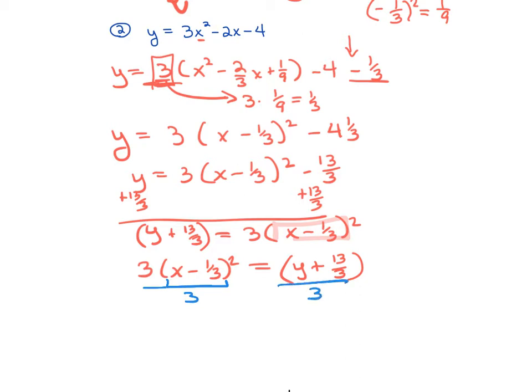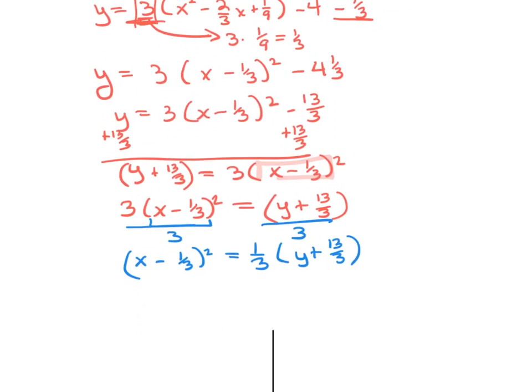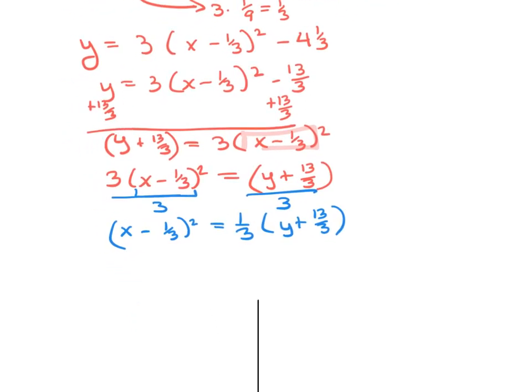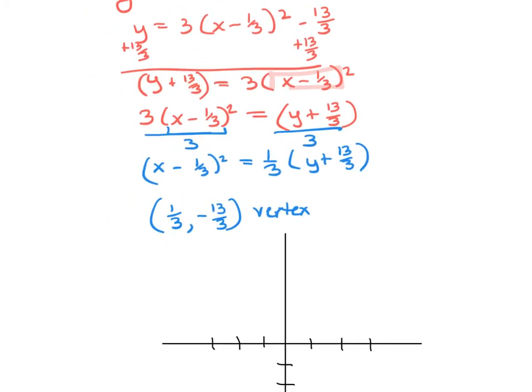because I need that 4p. So (x minus 1/3) squared equals, and then I'm going to make this 1/3 times (y plus 13/3). Now I have it in vertex form. My vertex is a fraction, but that's okay. So again, I'm going to pull out h, and then k, opposite of what you would think. So that's the vertex. Remember, we also need to find the p-value.